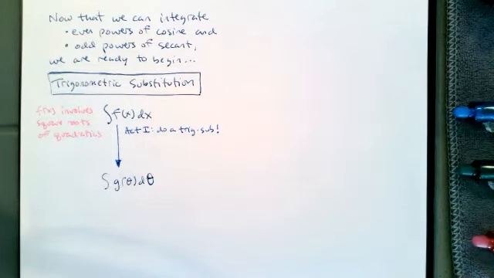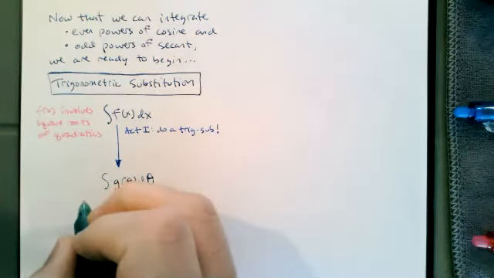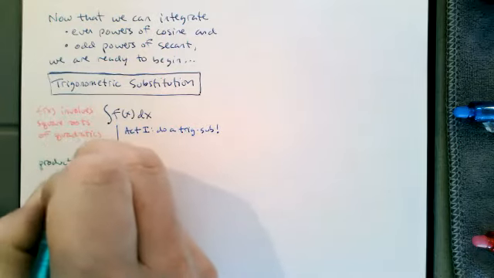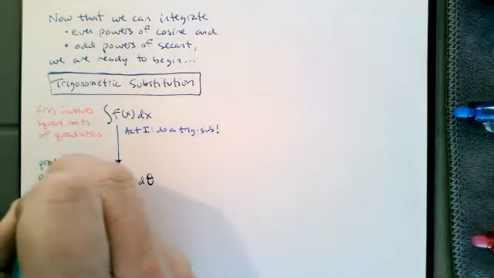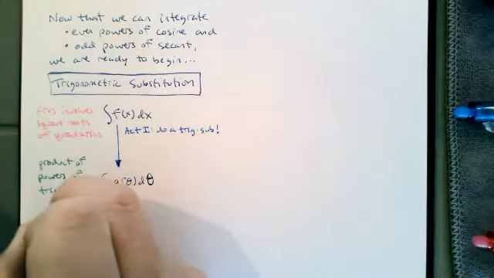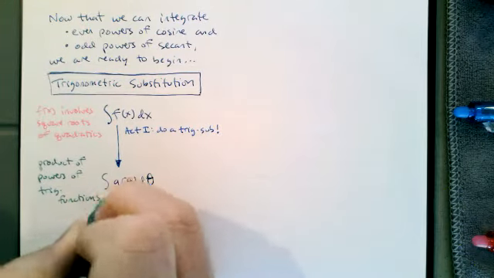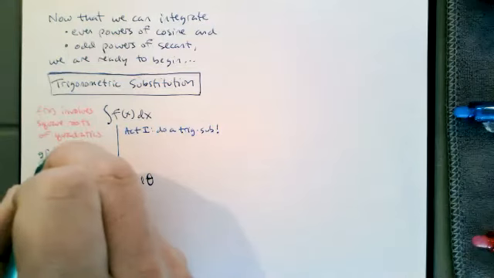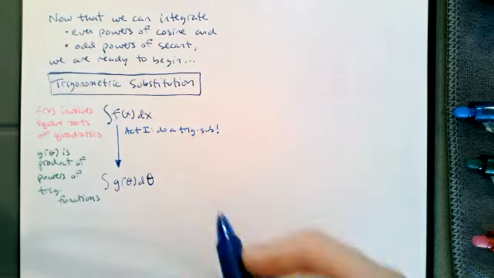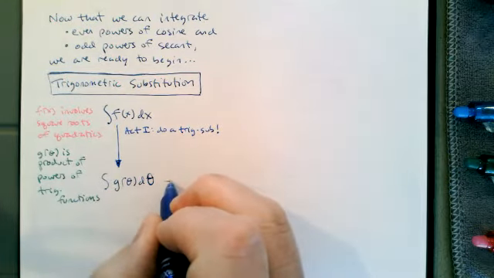This integral is going to be a product of powers of trig functions. So g of theta is a product of powers of trig functions. That's what we just have been spending a lot of time integrating. So we kind of did Act 2 first.